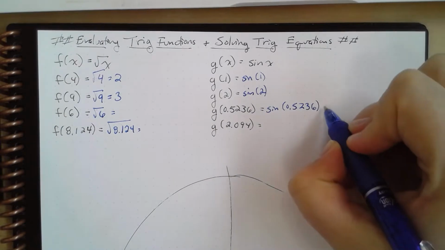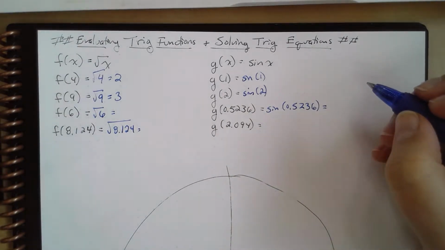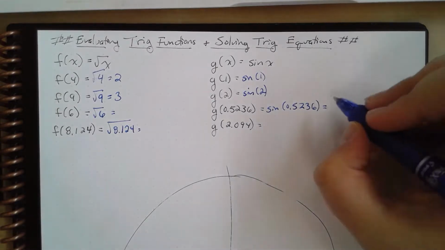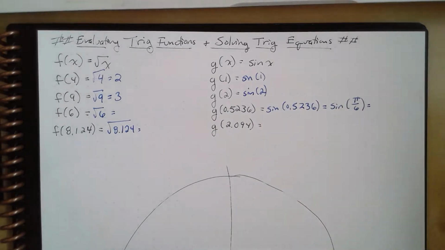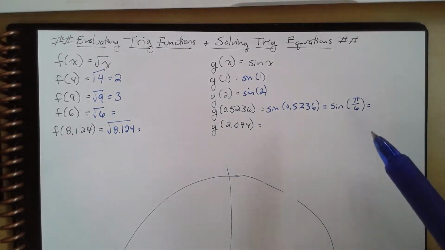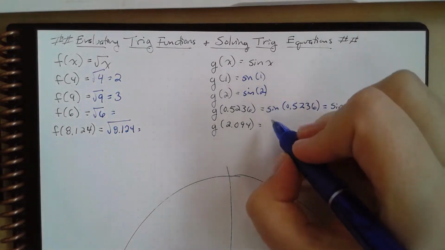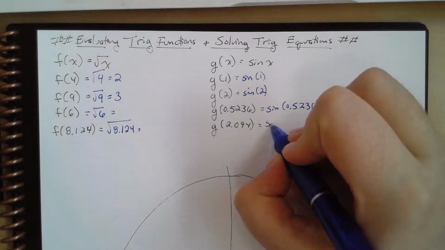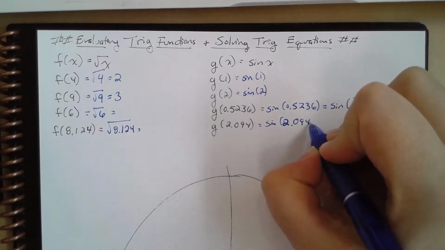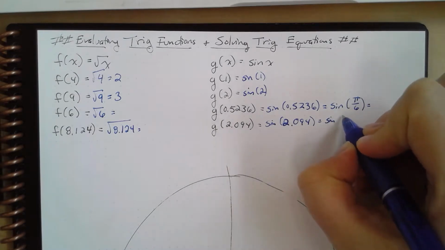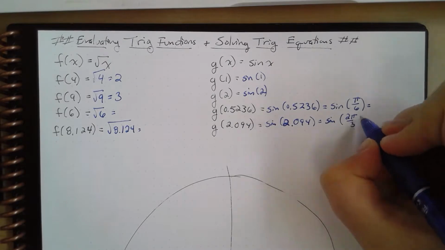0.5236. But if I told you that 0.5236 is actually equal to pi over 6, then that information is useful in knowing that this is a trigonometric value that we could actually find very easily in our heads. Likewise, g of 2.094 would be not just the sine of 2.094, but rather the sine of 2 pi over 3.